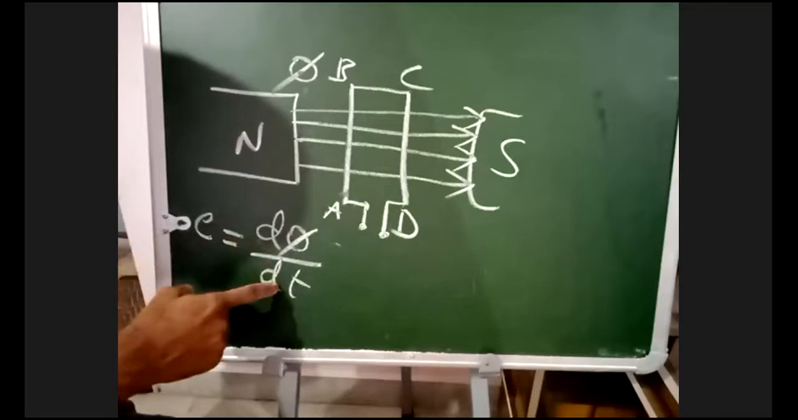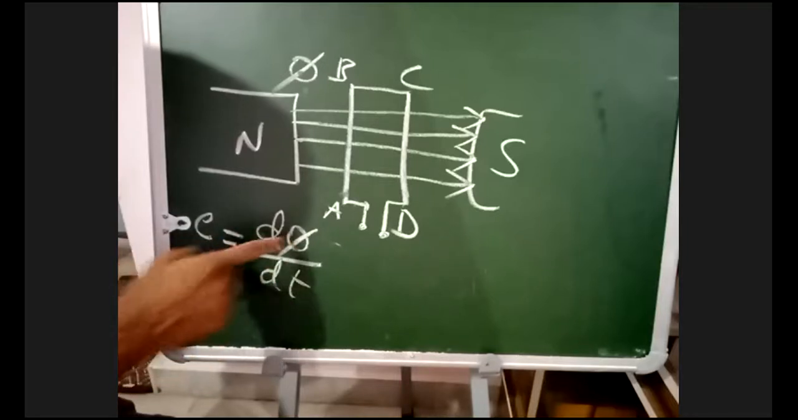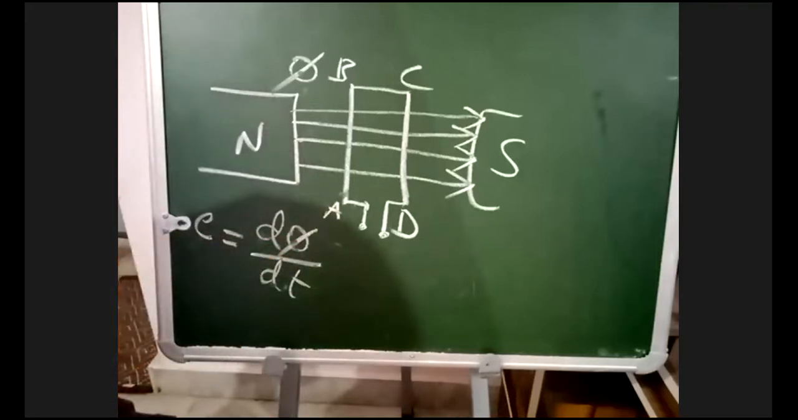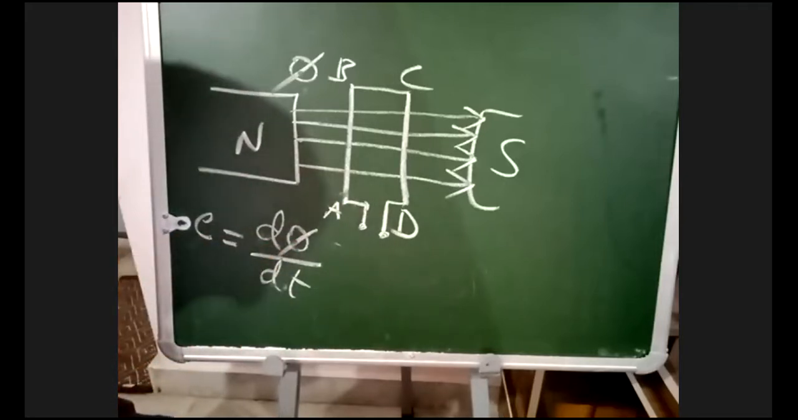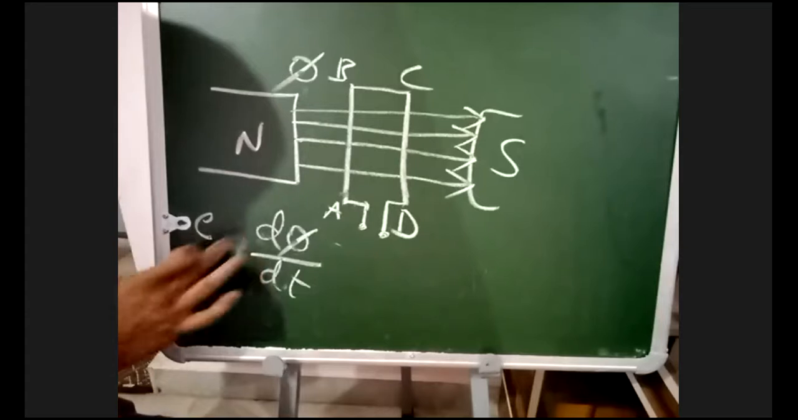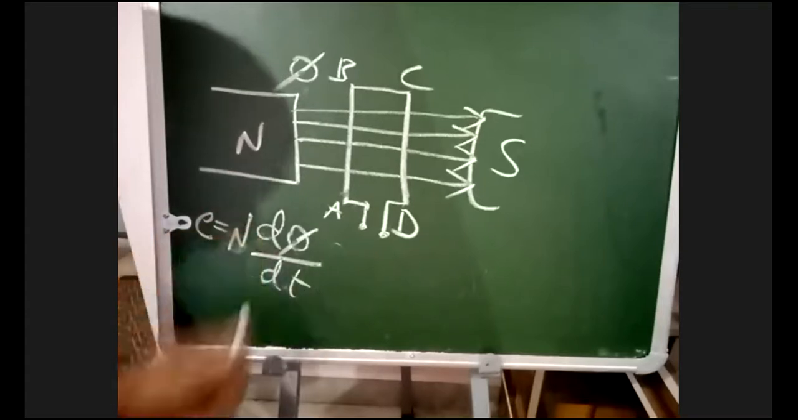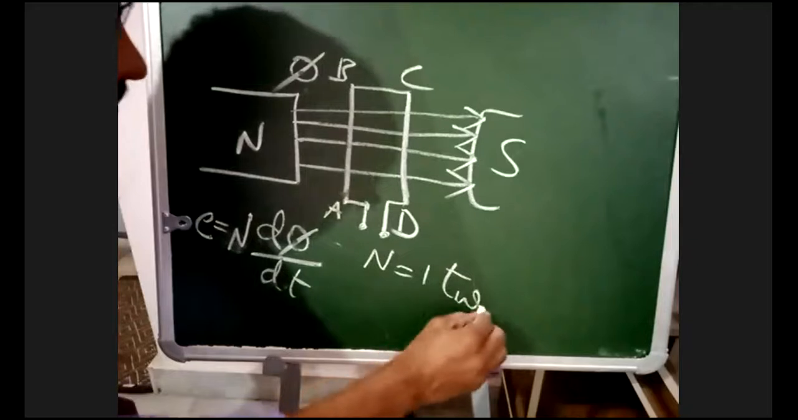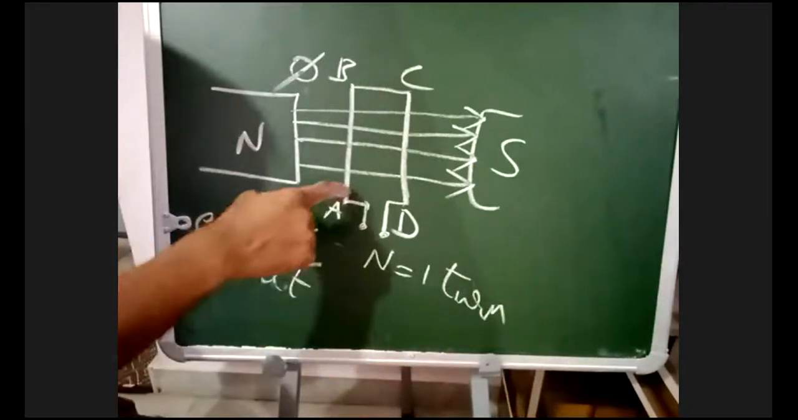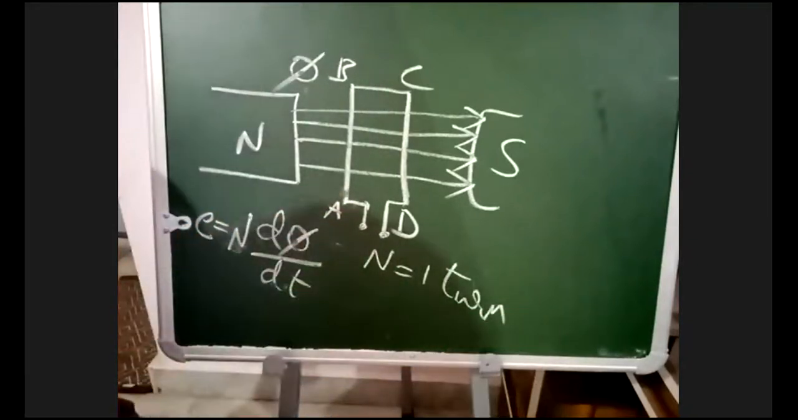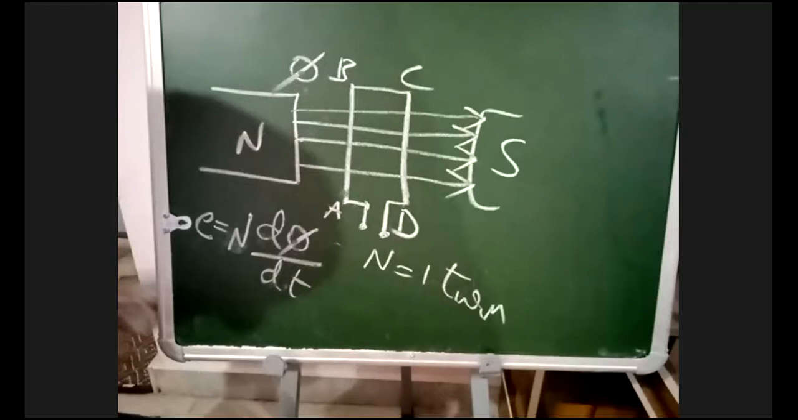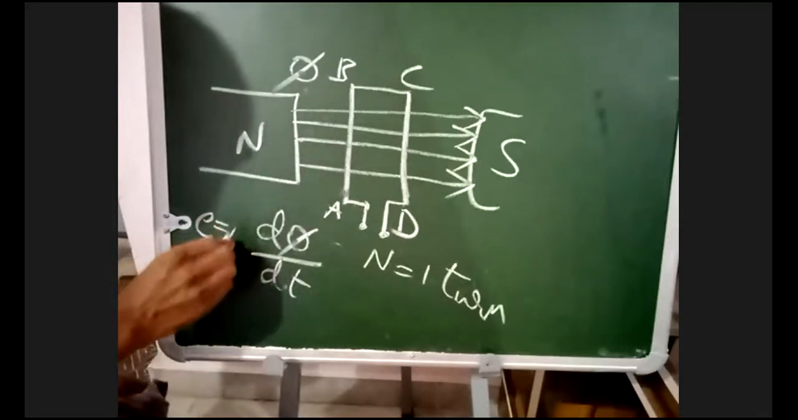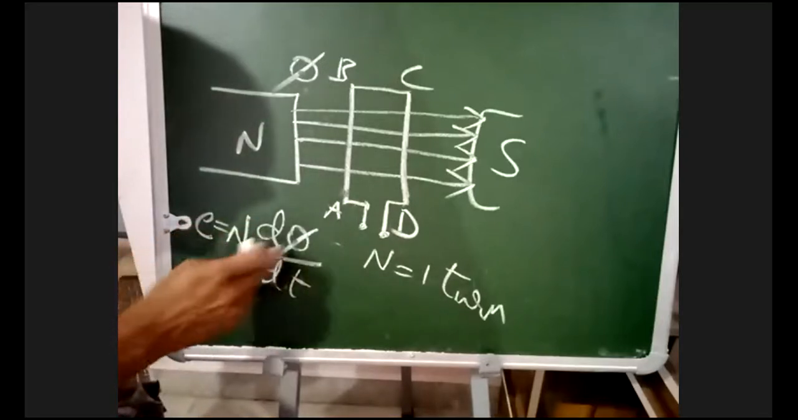Rate of change of flux. Rate means d by dt of flux. Rate of change of flux is nothing but the EMF induced in the conductor. Here actually I had to take E is equal to N into dφ by dt. Here I am taking N equal to 1 turn, the number of turns of this coil is 1, so I am not writing N here. Otherwise, you have to take E is equal to N into dφ by dt.